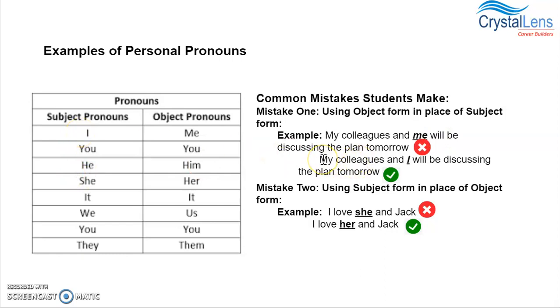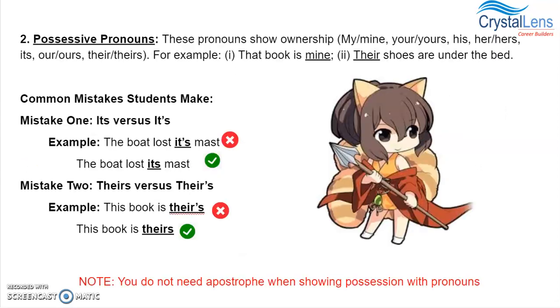Which is why the correct sentence here says, my colleagues and I will be discussing the plan tomorrow. Another mistake is using the subject form in place of the object form. Rather than saying, I love she and Jack, I should say, I love her and Jack, because her and Jack are the ones receiving my love. I here is the subject, whereas her and Jack are the object of this sentence. So always take note of the subject and object in order for you to use them rightly.